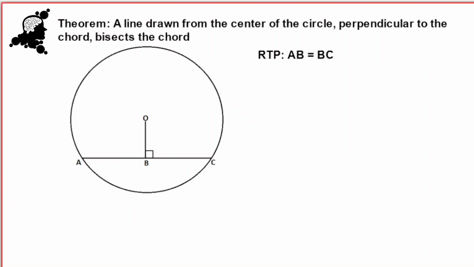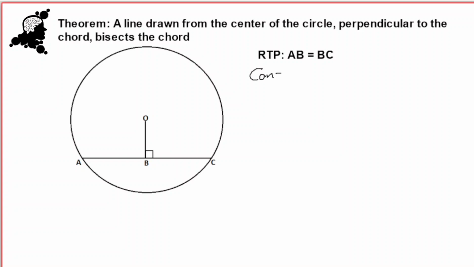Welcome to this video on grade 11 Euclidean Geometry. In this video we will be proving the circle theorem that states that a line drawn from the center of the circle, perpendicular to the chord, bisects the chord. In other words, we are proving the theorem that states that if OB is perpendicular to AC, then AB is equal to BC. This is what we're trying to prove. So let's get started with it.